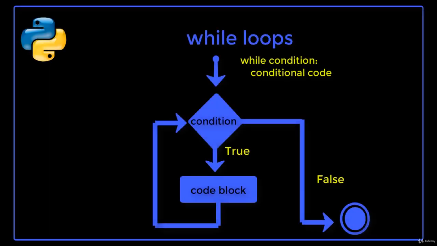Here is a flowchart showing the flow of execution for a while loop. While the condition is true, the code inside of the while loop is executed. If the condition becomes false, then the code in the while loop stops executing.